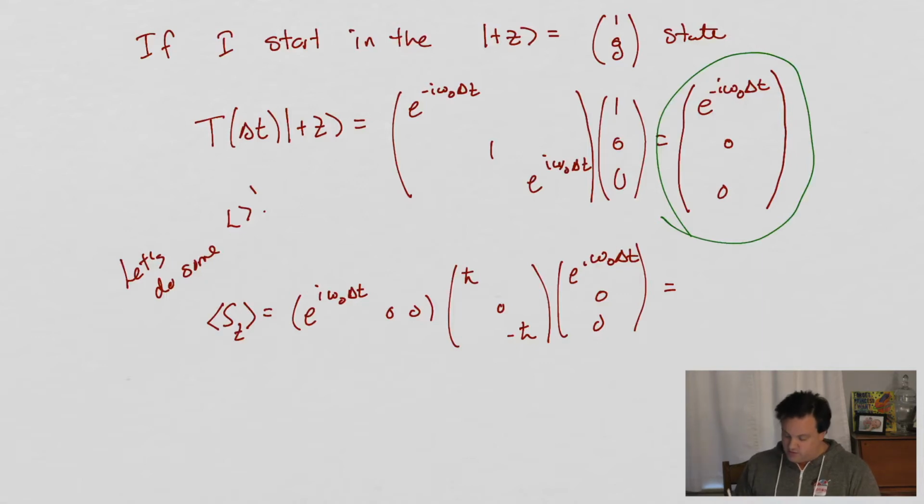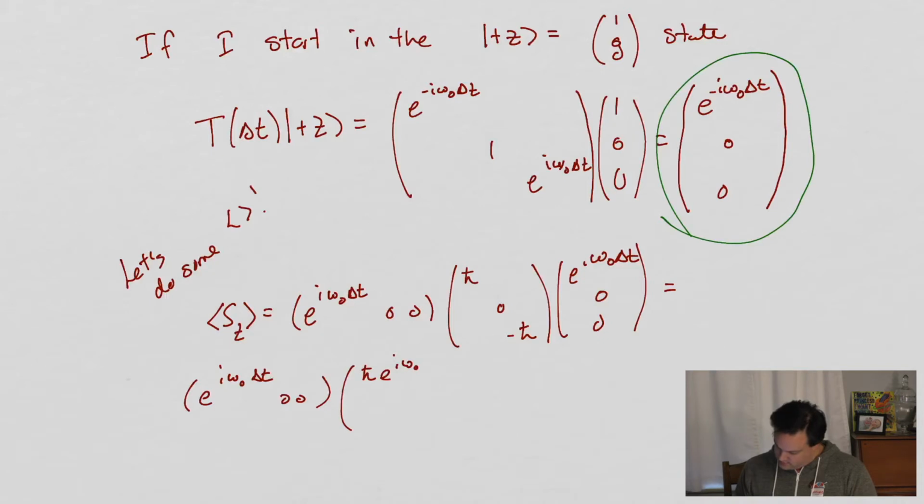The first one is just going to give me an h bar, and so I get e to the i omega naught delta t, 0, 0. I haven't done anything with that yet. And then I have an h bar e to the, I dropped a minus sign here, sorry, e to the minus i omega naught delta t, 0, 0. And of course, e to the i omega naught delta t times e to the minus i omega naught delta t is just 1. And so I get out that this is h bar, and this is a constant.